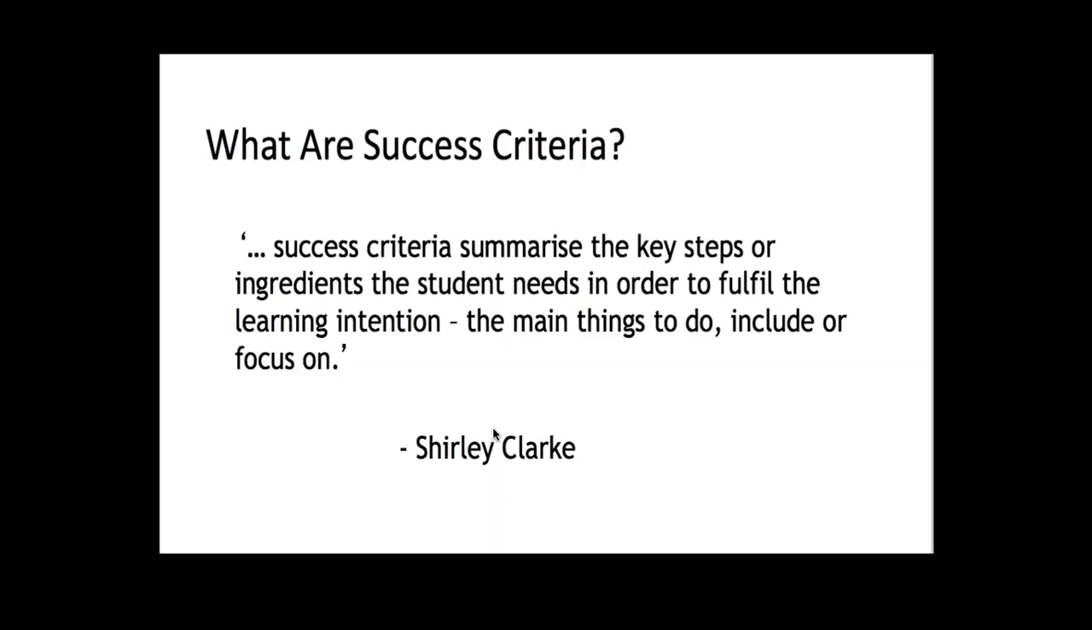So when we talk about success criteria, we rely on Shirley Clark's work, a phenomenal author and researcher and very practical in her approach. Success criteria summarizes the steps or the ingredients that the students need in order to fulfill that learning intention. To complete your science lab, it needs to include all of your opening points, your hypothesis, all the steps you took, the things you checked for control, your lab results, your summary, and your conclusion.